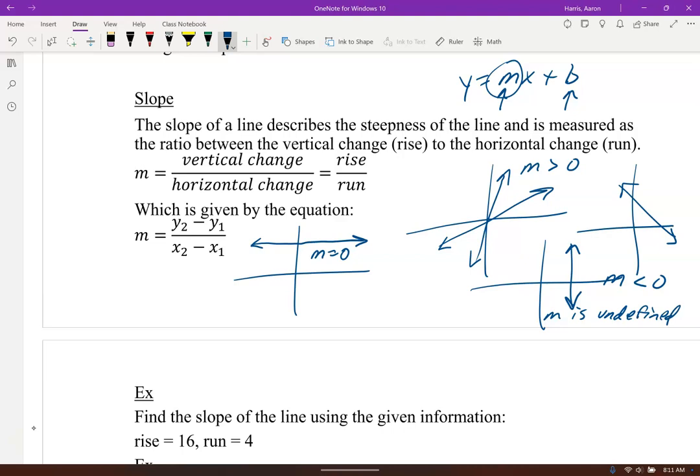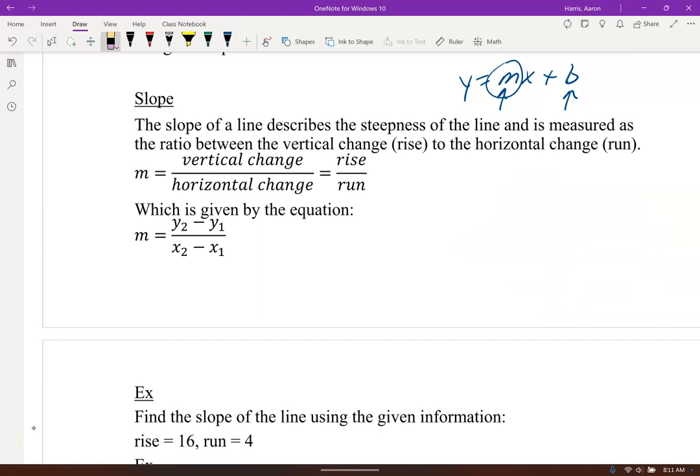Okay? So, let me erase this real quick. The steepness of the line, the slope, is found by seeing how fast it rises or drops. That's your vertical change over how much it runs. In other words, your change in y over your change in x. Or when you have 2 points, change in y is the y2 minus the y1 over the x2 minus the x1.